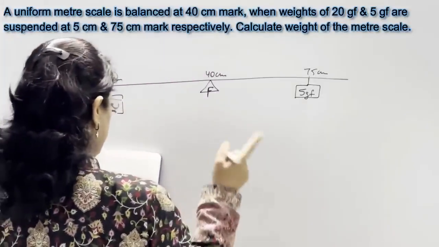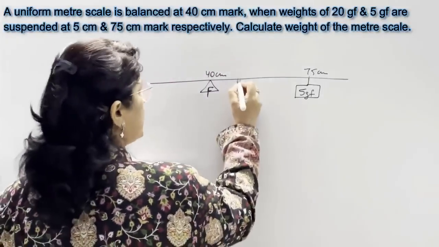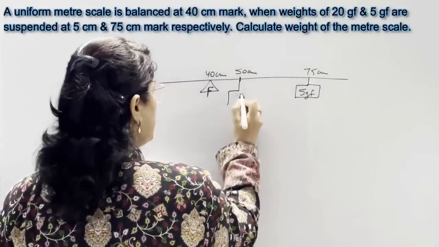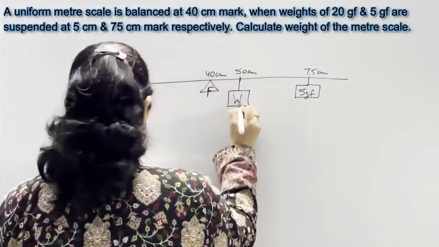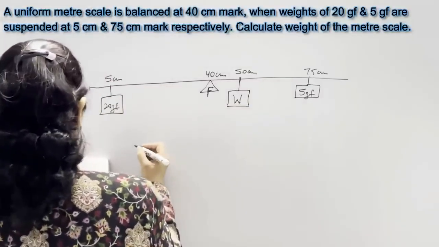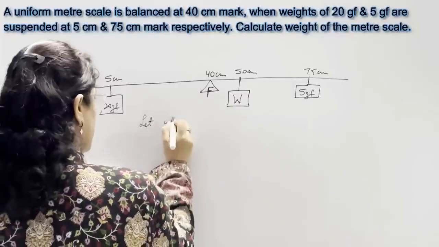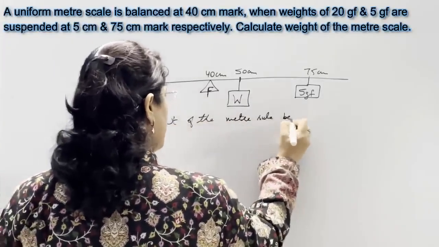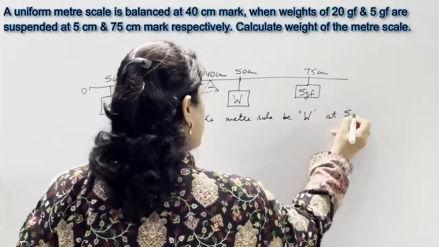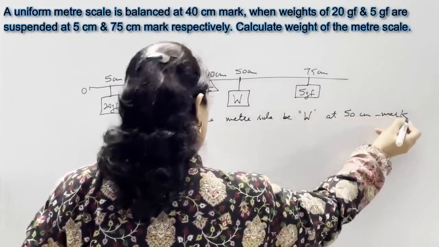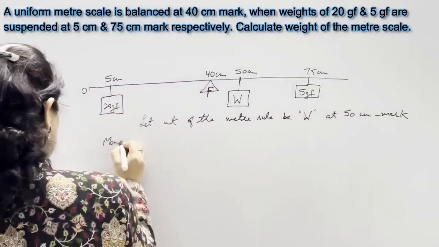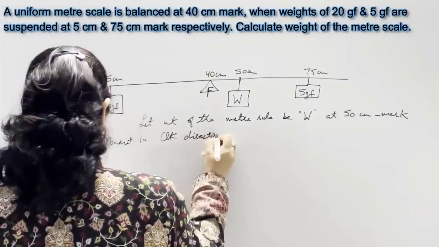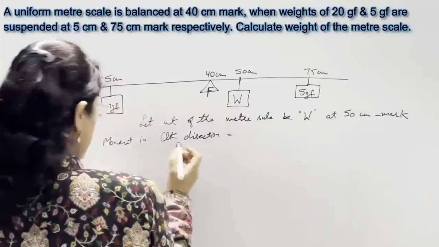Now calculate the weight of the meter rule. Now we know that the weight of the meter rule should always lie at the center of gravity. It means the 50 centimeter mark, but we do not know the weight of the rule, so we are taking it as W. And we should write here also, let the weight of the meter rule be W at the 50 centimeter mark. So here the moment in clockwise direction is equal to the anti-clockwise direction moment.